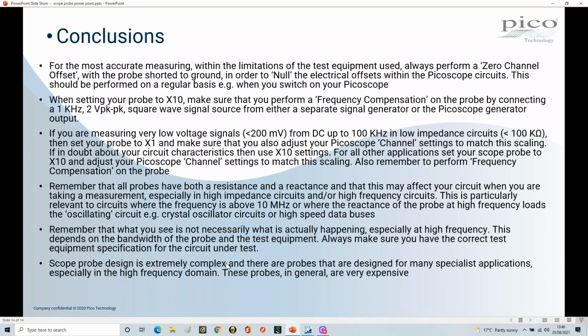And then finally, scope probe design is extremely complex, and there are probes that are designed for many specialist applications, especially in the high frequency domain. And in general, these probes are hugely expensive. If you're going to be monitoring 500 megahertz and that kind of stuff, then really your scope itself will probably be in the thousands of pounds. But the probe is a significant part of that cost. So just be aware of that.